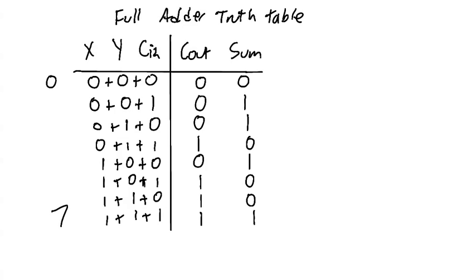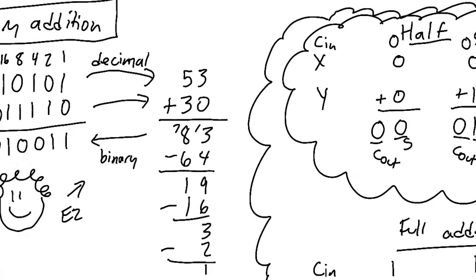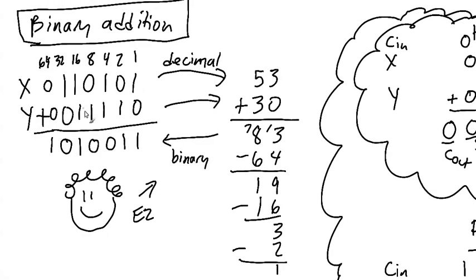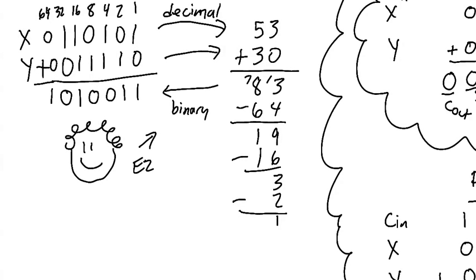Okay, so now we have this truth table here. Let's go back to our original example. So we originally had this guy over here. We had these numbers here. Let's take a look at how we would do this sort of binary addition the way a CPU would do it. So the way a nice little Intel chip might do this, right? This is my rendering of an Intel chip right here, our CPU, right?